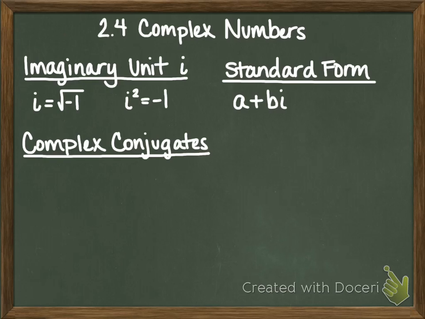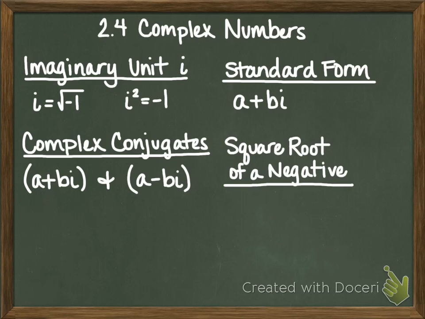A conjugate of an imaginary number is kind of like its opposite. So if an imaginary number is a plus bi, its conjugate is a minus bi. You only change the sign of the imaginary part of the number.